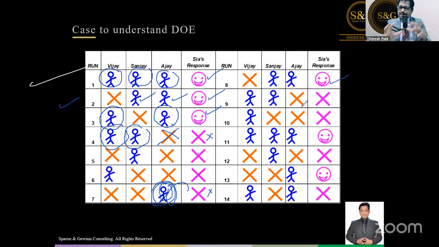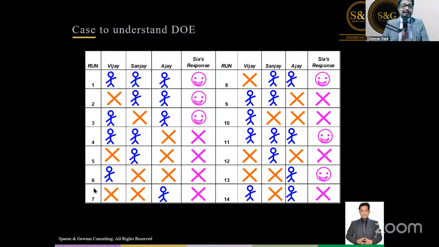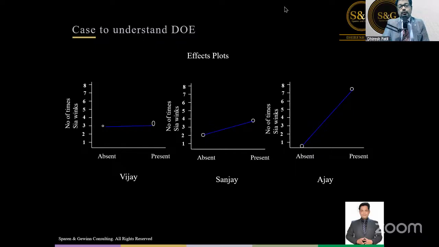Okay, Ajay seems to be the person, but it was not coming very clearly. So they collected the data and they did some analysis. So they did an effect plot. Okay, 13th and 7th both are same. Okay, that's a good observation. So this is the effect plot they plotted.